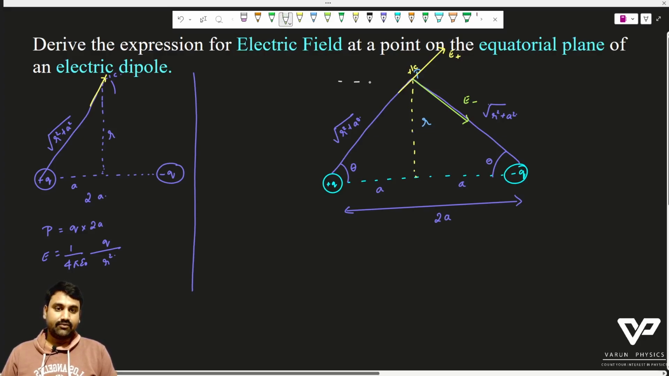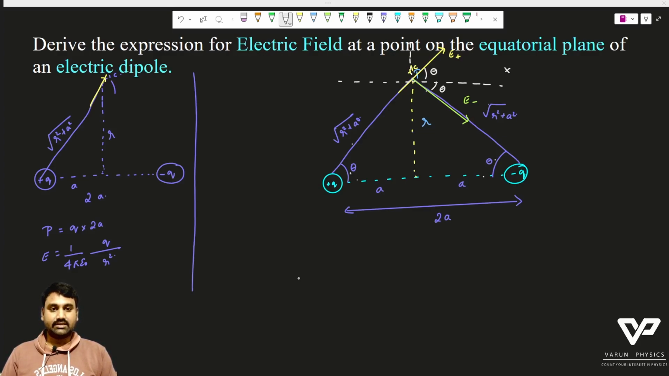Now if I plot a horizontal parallel axis, since this line is making an angle theta with respect to parallel, this line also makes the same angle theta. This one too, with this line it makes angle theta, therefore this also makes an angle theta. So this is the x-axis, I treat this as the x-axis, and we treat this as the y-axis. After noting down x and y, we should resolve this E plus.